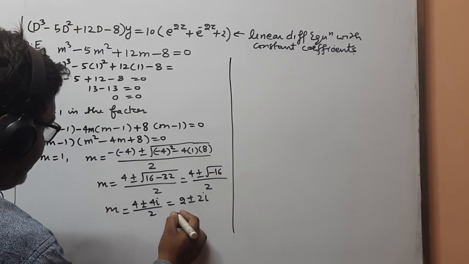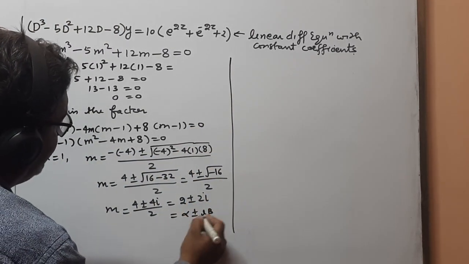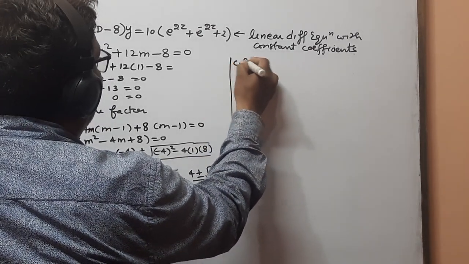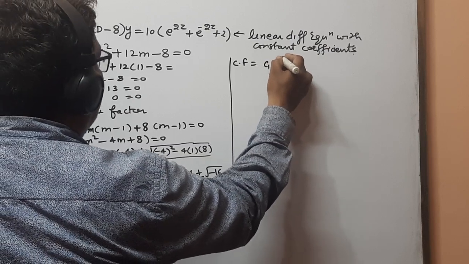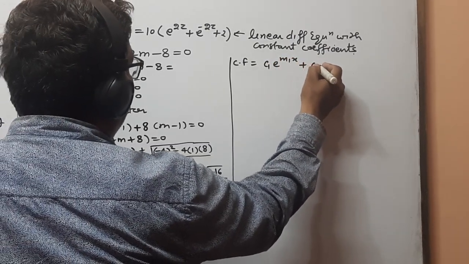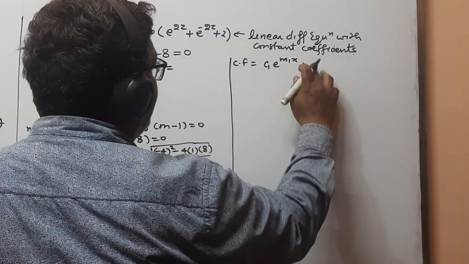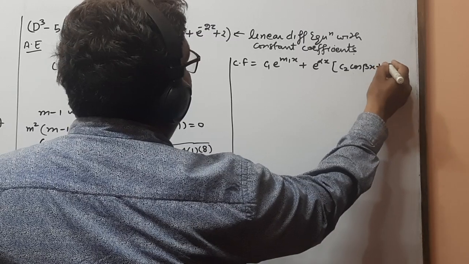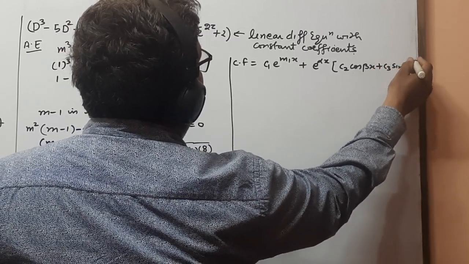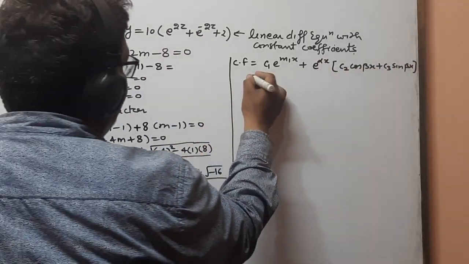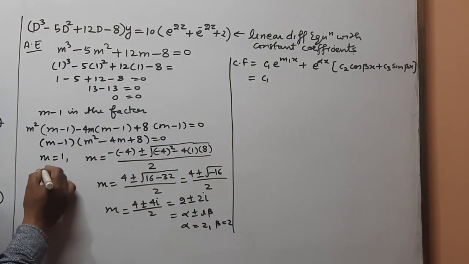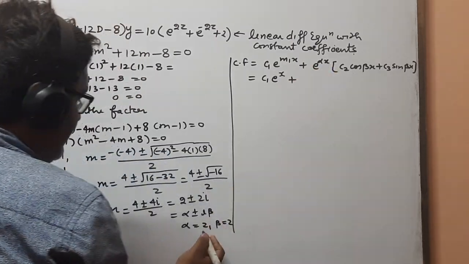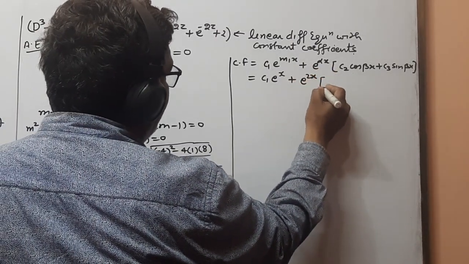So you can see here this is alpha plus minus i beta, so alpha is 2 and beta is also 2. So the complementary function can be written as c1 times e to the power m1x plus e to the power alpha x, c2 times cos beta x plus c3 times sin beta x. So this is the complementary function. Here you can see m1 is equal to 1, so e to the power x, and alpha is 2 here, so e to the power 2x.